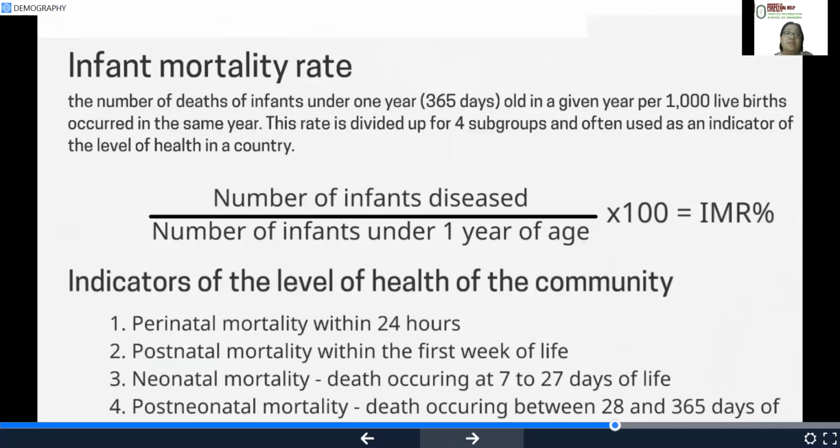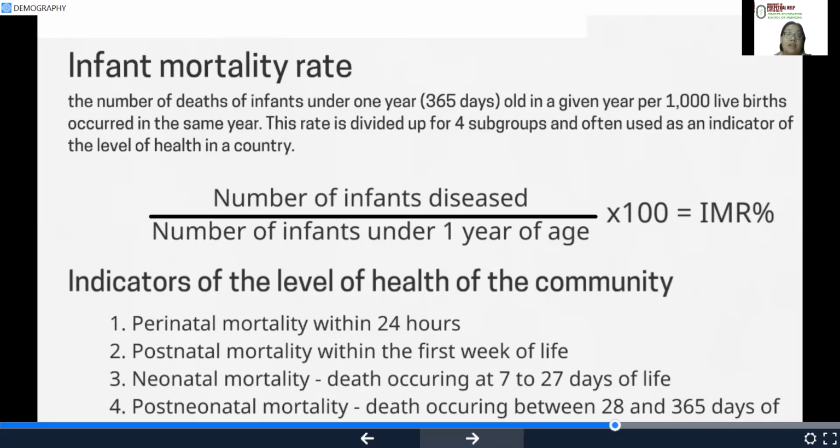So the number of deaths of infants that is under 1 year in a given year per 1,000 live births occurred in the same year. This rate is divided up for 4 subgroups and often used as an indicator of the level of health in a country. So number of deceased infants over number of infants under 1 year of age times 100 would be your infant mortality rate.